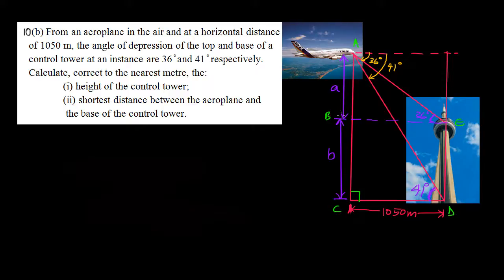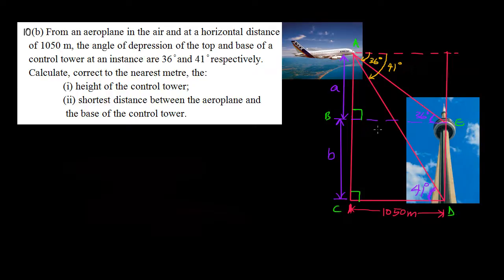Alright, so to calculate the height of the tower, we'll calculate the distance between the aeroplane and the base of the tower. That's the total distance here. Then we'll also calculate the distance between the airplane and the top of the tower. We'll now subtract the two values, then we'll get the height of the control tower. Since we have two right triangles here, we can easily do that.